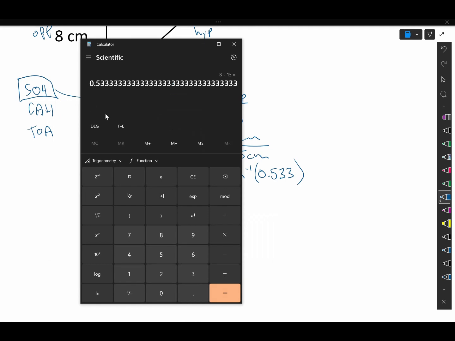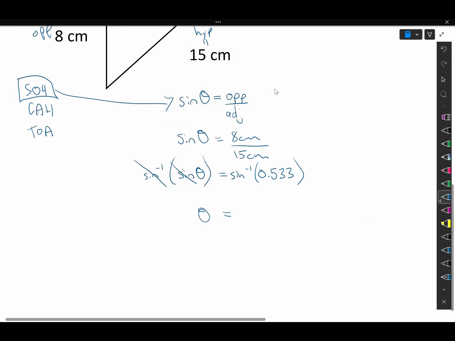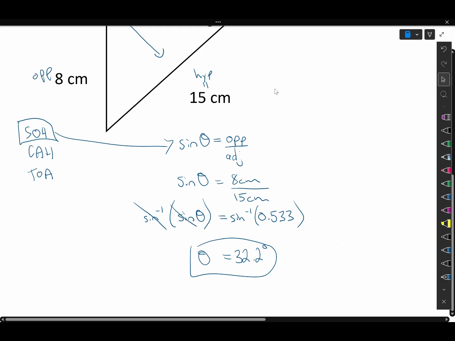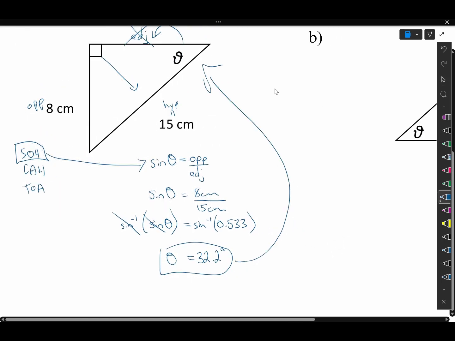So we throw that right into our calculator. 0.533 is already here. And then I'm using my trig functions. I need to make sure I hit this second button, this will turn my sine into an inverse sine button. I can click that and it tells me it's 32.2 degrees. Easy. So if that's the case, theta equals 32.2 degrees. That's my unknown angle that I set out to find in the first place.